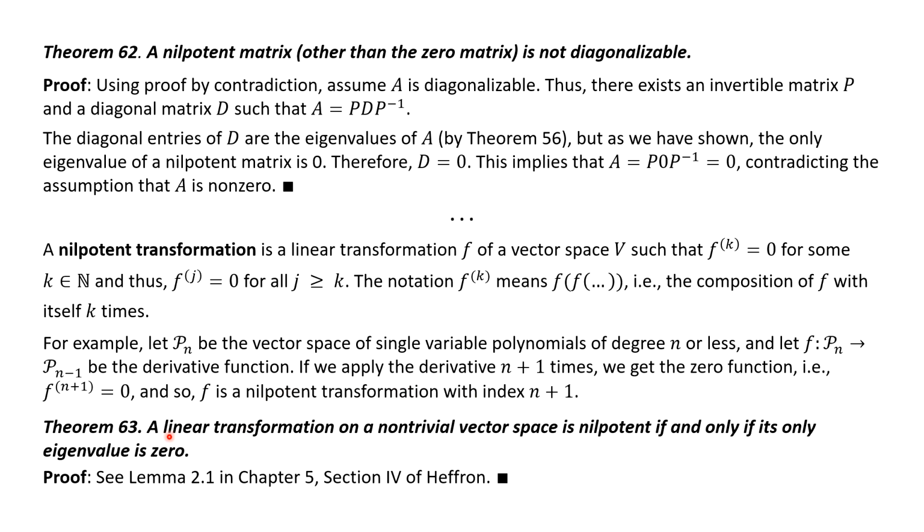Okay, and then we have one other theorem. A linear transformation on a non-trivial vector space, so something that's not empty, is nilpotent if and only if its only eigenvalue is 0. I'm not going to prove it here, but I'll give you a reference to an online book by Hefferon. It's Lemma 2.1, Chapter 5, Section 4. I believe he makes the online version of his book free, although I believe he asks for a contribution if you like the book. So I'll give you the link in the reference to this video.